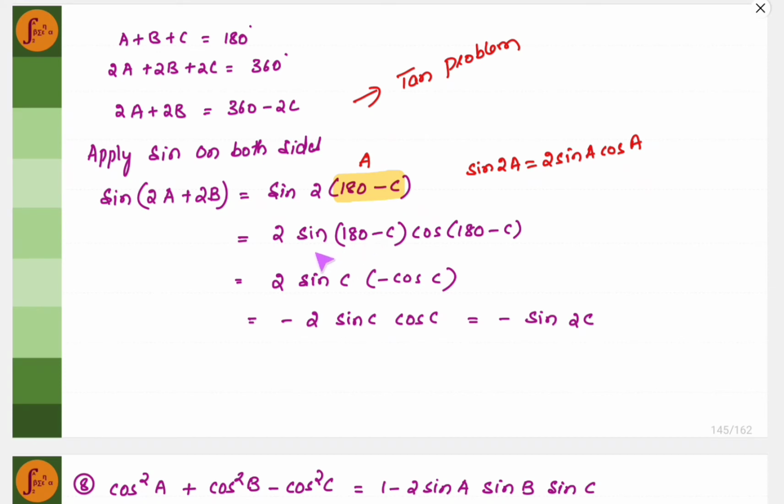And we know sine 180 minus c. What is sine 180 minus c? It is nothing but sine c. So we put sine c. And what is cos 180 minus c? Remember, cos will have a negative sign. So it's minus cos c. So we got minus 2 sine c cos c. What is this? What is 2 sine c cos c? It is sine 2c with a negative sign, right? Now we got sine 2a plus 2b as minus sine 2c.